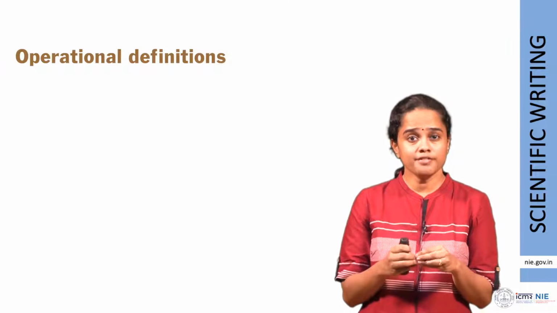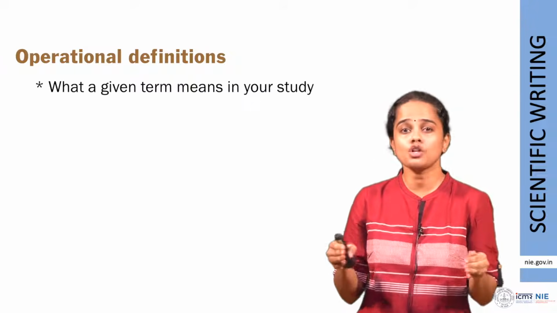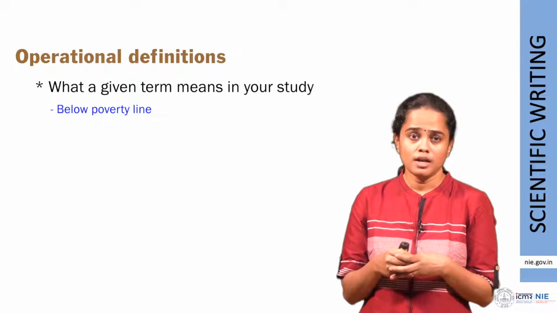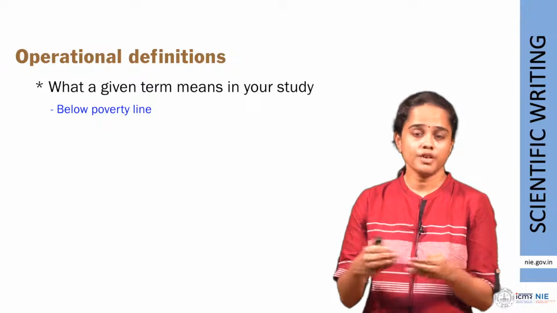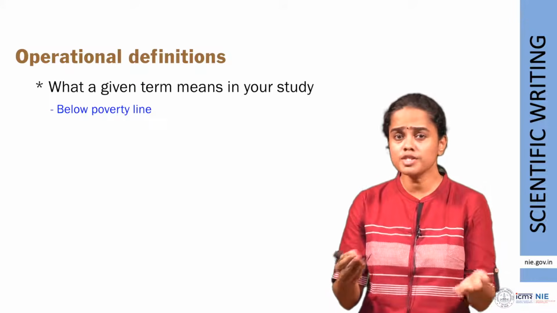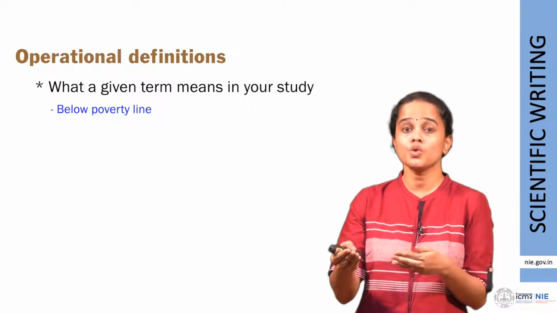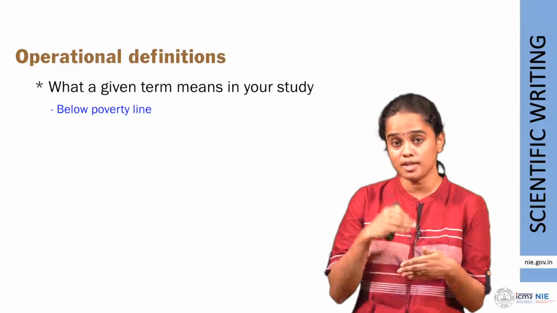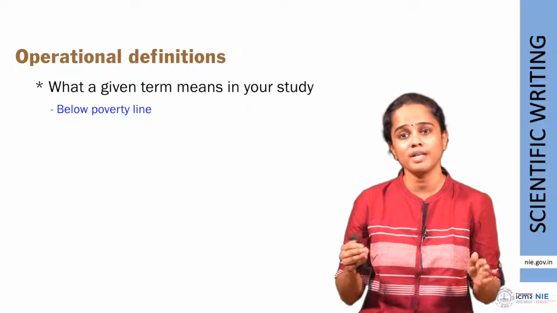By operational definitions, we mean what a given term means in the context of your study. Now, the moment I say below poverty line, there could be different ways poverty line is defined across the globe or across the nation even. Whether I'm referring to an international definition, whether I'm referring to a definition that is very specifically used in India, or have I framed my own definition for the sake of my study.